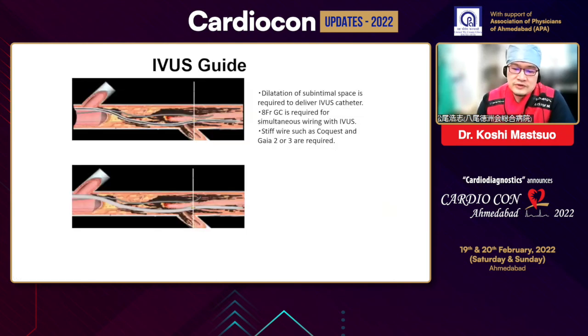Finally, I want to talk about IVUS guided wiring. For IVUS guided wiring, dilatation of the subintimal space is required to deliver the IVUS catheter. Sometimes an 8 French guiding catheter is required for simultaneous wiring with IVUS. Stiff wires such as Conquest and Gaia second or third are required.